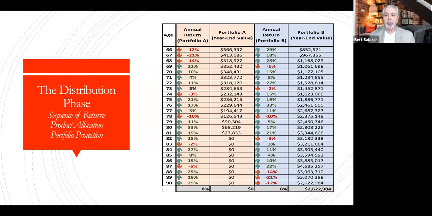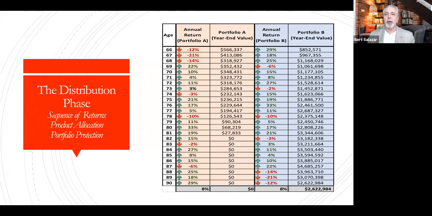In portfolio B, if you notice, the client was taking 5%, same as in portfolio A, and the client at age 90 still had over $2.6 million of assets in the portfolio, and still had plenty of money left. So understanding the sequencing of returns is very apropos from a business perspective.